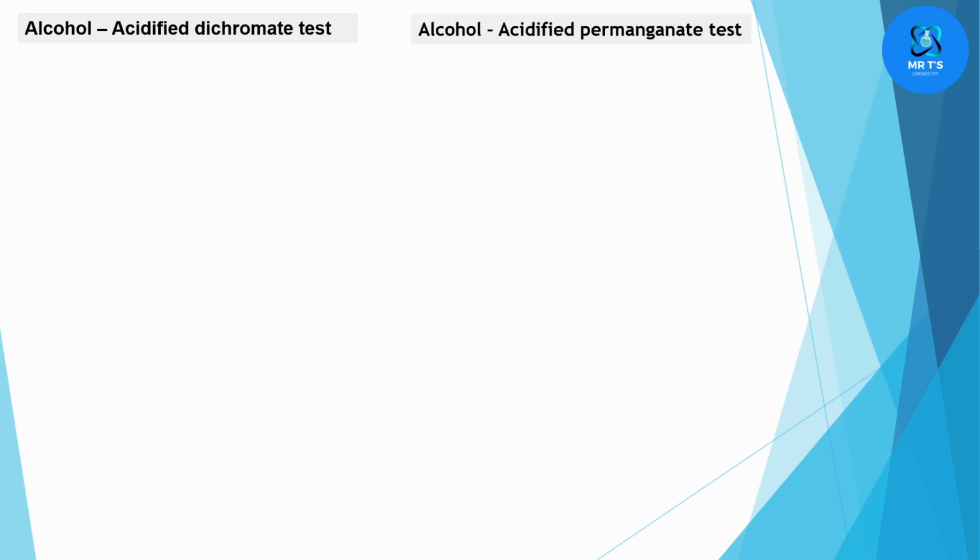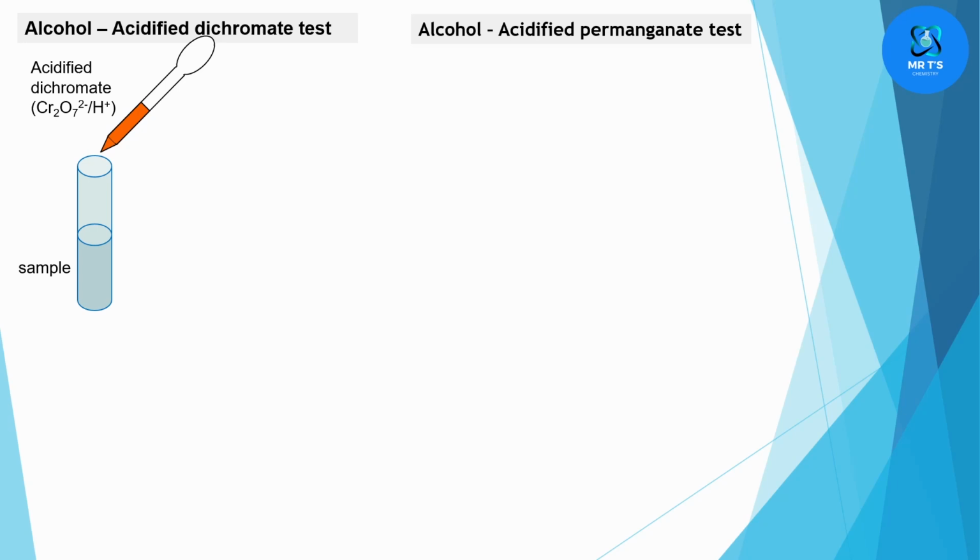If we want to do a definitive test for a primary alcohol, or if an alcohol functional group is present, we can either add acidified dichromate or acidified permanganate. With the acidified dichromate, we'll take a sample of the alcohol and add to it a solution of acidified dichromate. Sometimes the solution is already made up, the dichromate acidified. Other times you might add some unacidified potassium dichromate and then some acid as well. But if you don't make it acidified, it's not going to work.